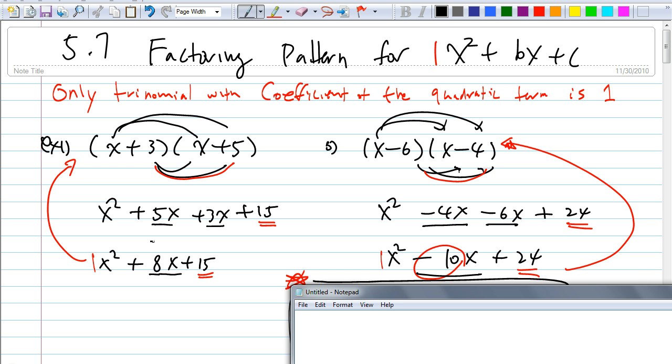You do what? You're right. I just didn't hear. You add the integers. Which integers? 3 and 5. Have you noticed? Look. 3 plus 5, what's that? 8. You see, it gives you the coefficient of the linear term, doesn't it?